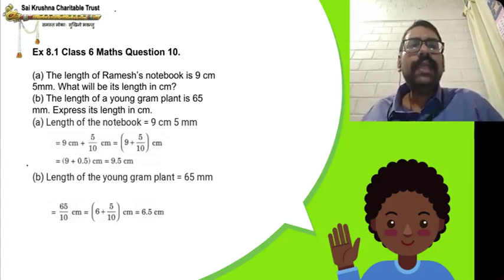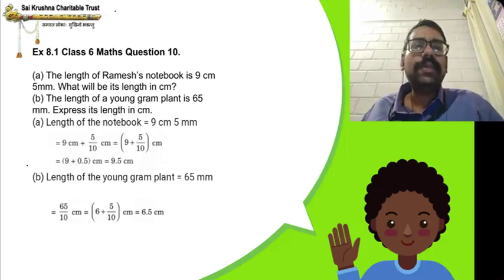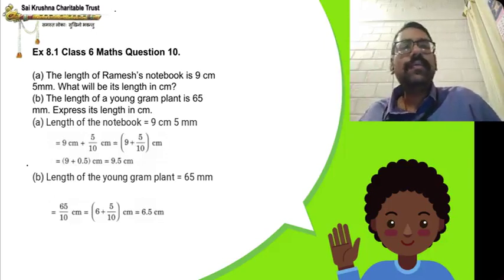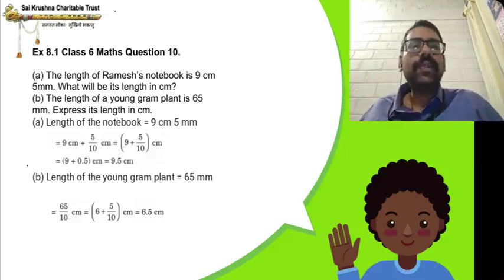Okay. The length of a young gram plant is 65 millimeter. Express its length in centimeter. Again, 65 divided by 10 centimeter, which will give 6.5 centimeter. Because in 10, how many zeros are there? Only one zero. Therefore, you have to go back one step, before 5, and put the decimal point there, which will give you 6.5 centimeter.